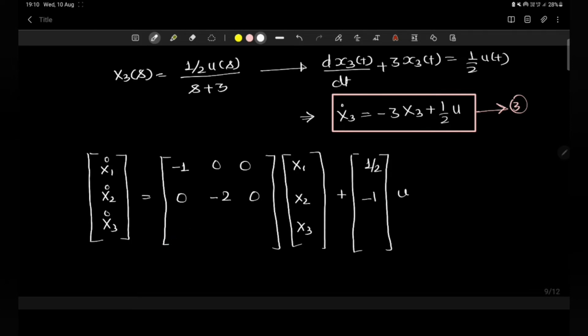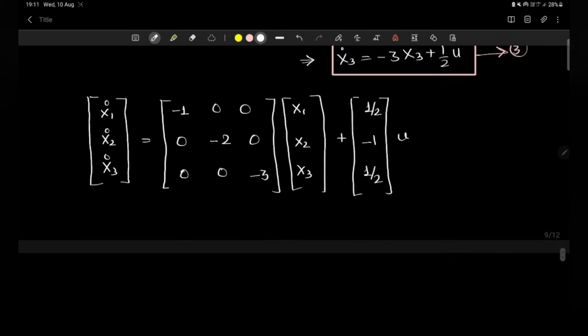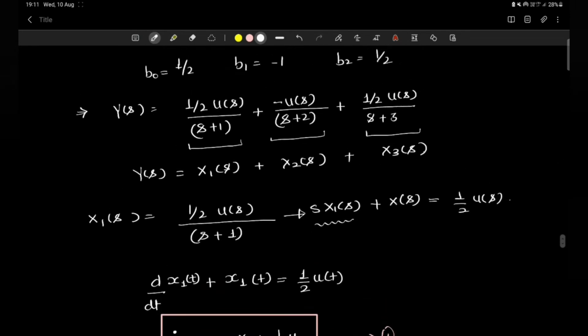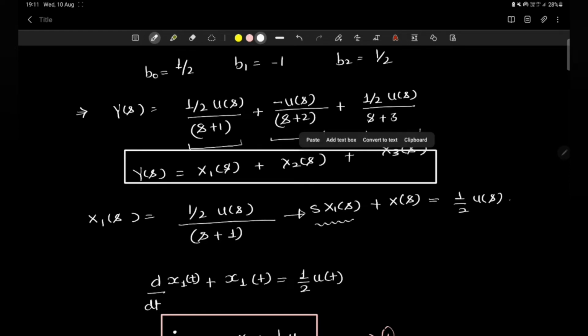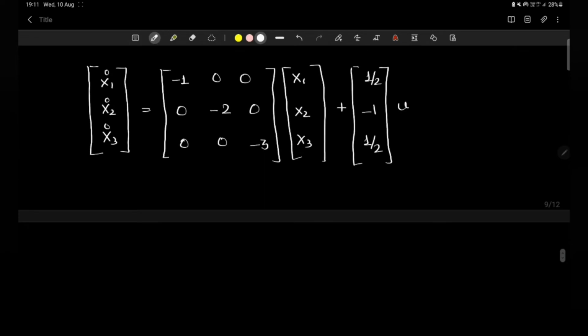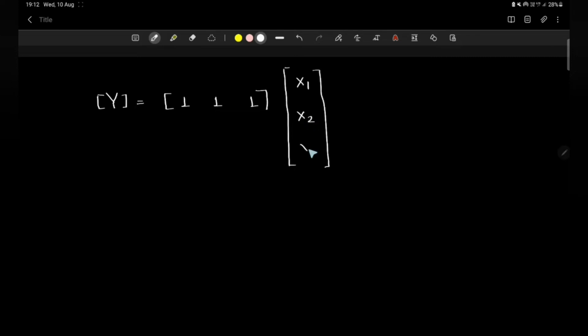Now third will be x3 dash. x3 dash is minus 3 x3, so this will be minus 3. What about x1 and x2? That will be 0. Plus 1 by 2 u, so this will be 1 by 2. And how are we going to write y? See, y is simply x1 plus x2 plus x3, so I'll write the matrix y equal to 1 1 1, times x1, x2 and x3.